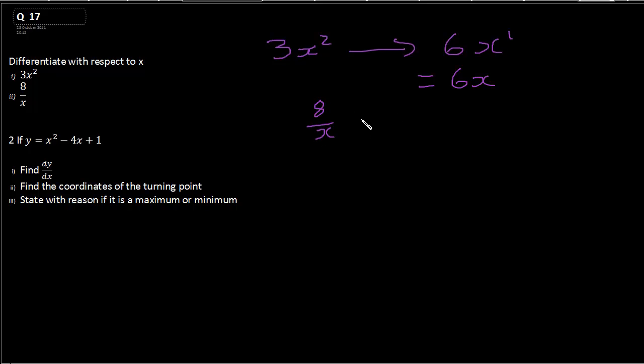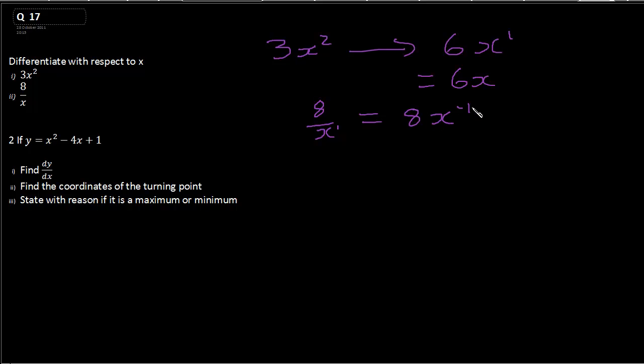Here, with 8 over x, before we can use our rule, times by the power, take one off the power, we need to rewrite it, as we have got it in power form. Now this is effectively 8 over x to the 1. Now there is a rule for this. When we bring this up to x as a power, then we write this as a minus power. So this is the same as 8x to the minus 1.